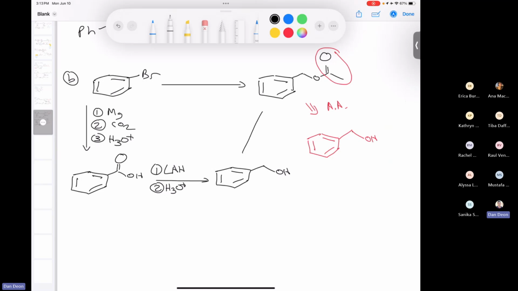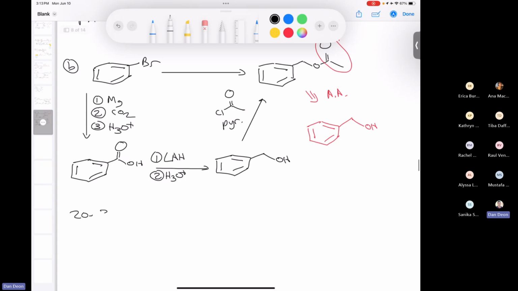That's going to give me this compound, which is called benzyl alcohol. And then to do the acetylation, I'm just going to use acetic anhydride, or alternatively, I could use the acid chloride. That would work as well. Either one is fine. Maybe this time we'll use the acid chloride. So we'll use acetyl chloride and pyridine, and that is going to add the acetyl group. But again, acetic anhydride would work too. All right, let's try one more.